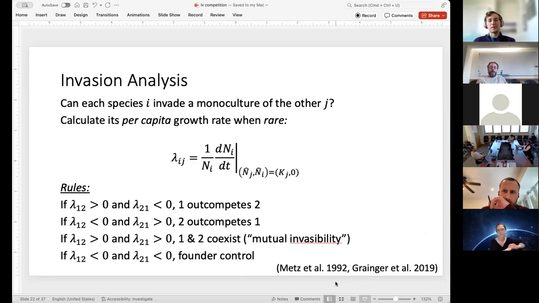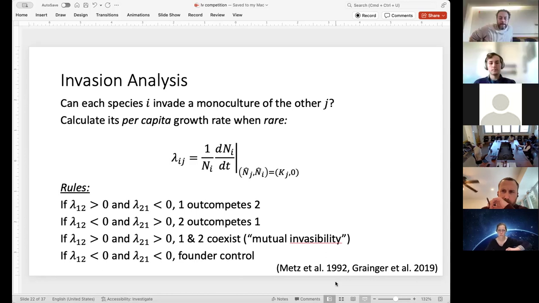Maybe this is what you're referencing, but does something like this work for N species? Like if 1 outcompetes 2 and 2 outcompetes 3, does 1 outcompete 3, stuff like that? Yeah, there are issues. I'll get into those issues on the next slide, and that is one of the issues.